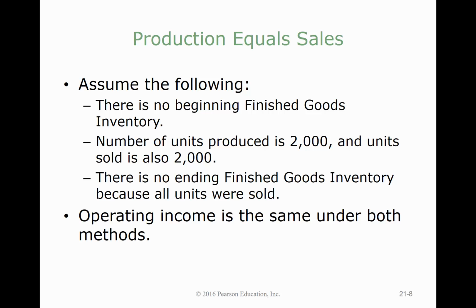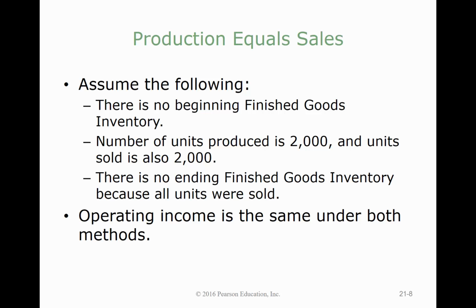All right, so if our production equals our sales, meaning like we produce 2,000 units and we sell 2,000 units, whether we have beginning finished goods inventory or not, our finished goods inventory will be the same. So for these examples, they tell us just assume that there was none to begin with, and because we sold everything we made, there'll be none at the end. No finished goods inventory left, right?